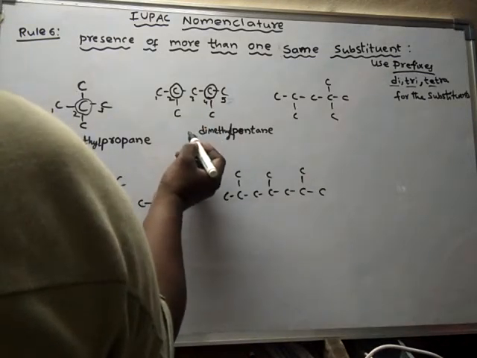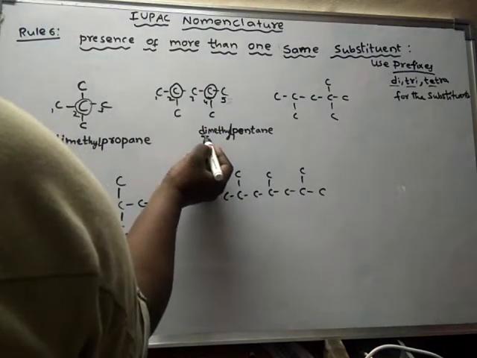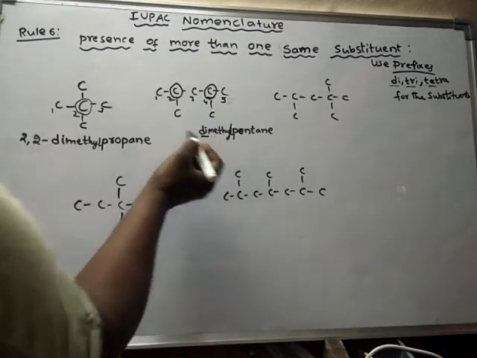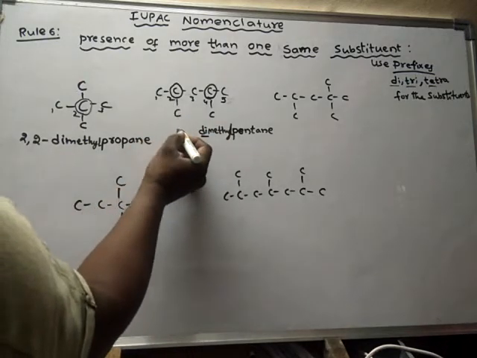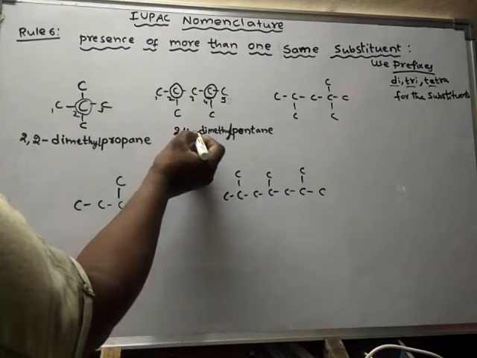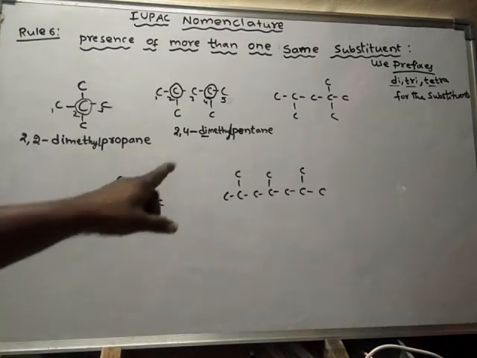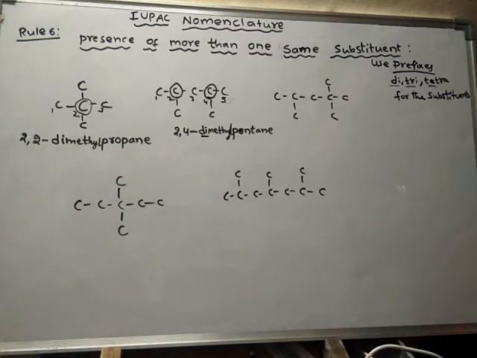Here the prefix will be di. The numerical prefixes are 2 and 4. So 2,4-dimethylpentane. This is called a numerical prefix, and this is called a number prefix. Number prefix is written as di, tri, tetra, etc.